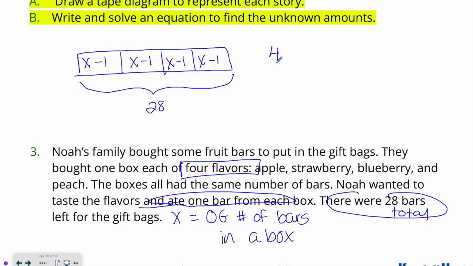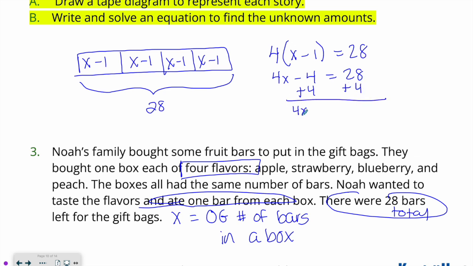Our equation, we have 4 groups of x minus 1 equals 28. Since we did all the other ones by dividing, I'm going to distribute this one. 4x minus 4 is 28. Well, to go backwards, I need to put those 4 back in. So I'm going to add 4 to both sides and get 4x equals 32. Divide both sides by 4, and we get x equals 8. So each box started with 8 bars.